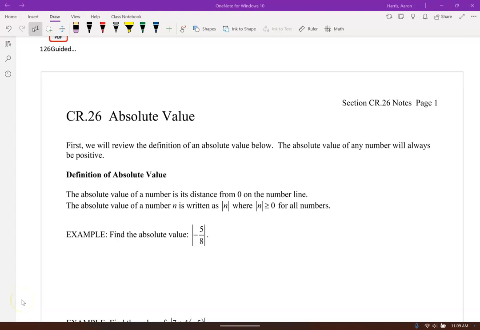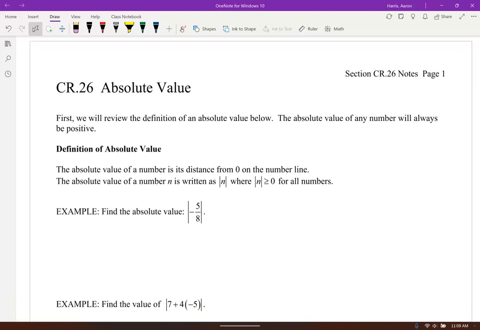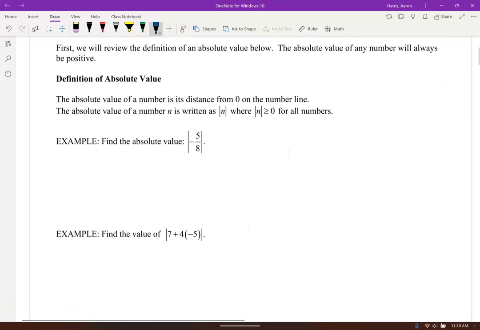All right, CR26, you guys, is absolute value, and we're going to talk about its numeric definition. We'll get into the algebraic definition of absolute value later in the course, but the absolute value of a number is its distance from zero. So, for example, the absolute value of -4 is a distance of 4 units from zero, right? So the absolute value will always be positive because it's a distance.